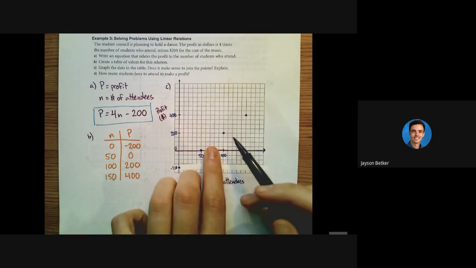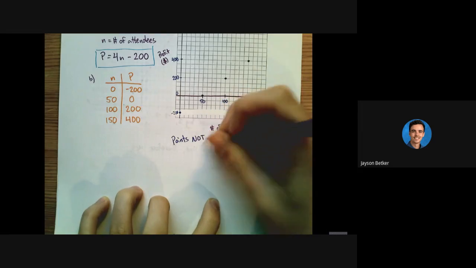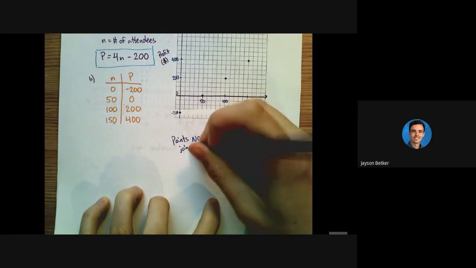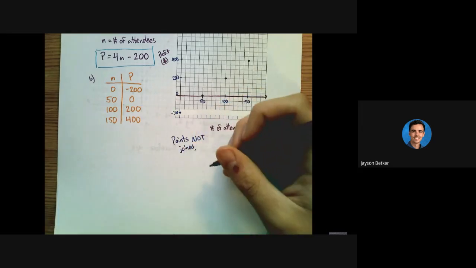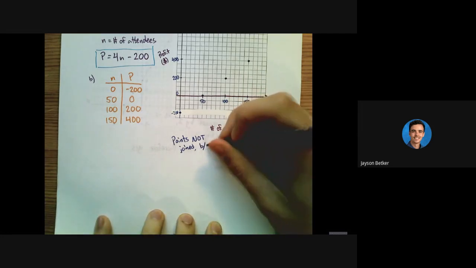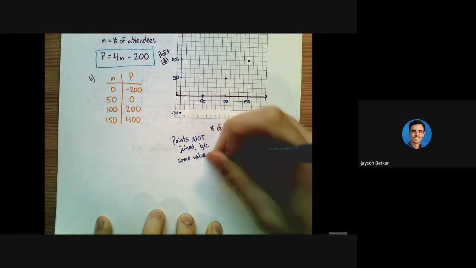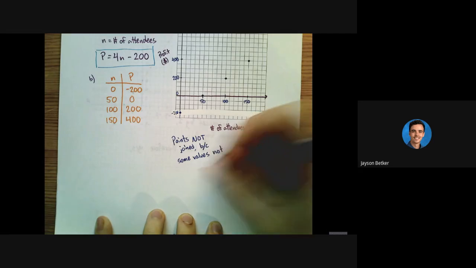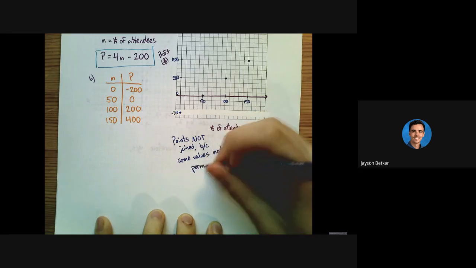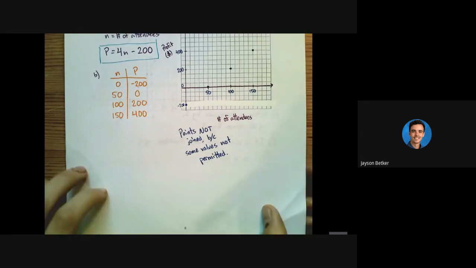Even though there's a bunch of values in there that aren't allowed, not everyone is allowed. So points not joined, because some values aren't permitted. We'll say that because some values not permitted. Okay, that was part C.